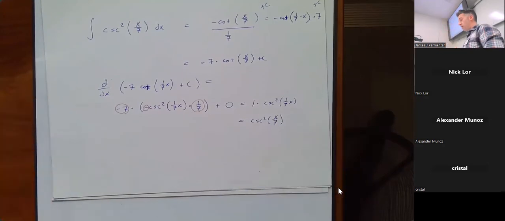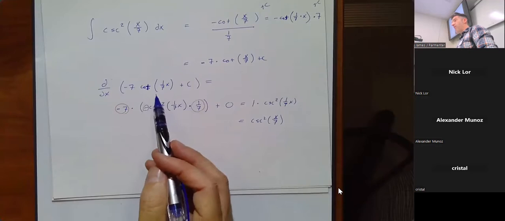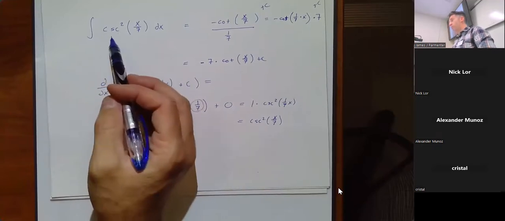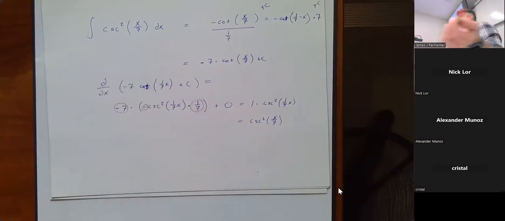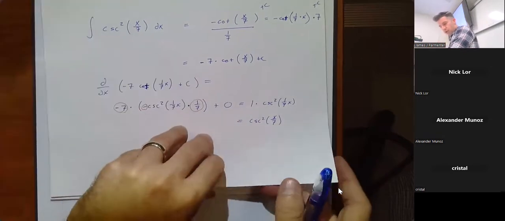So we checked, right? The thing we think is the antiderivative ended up having a derivative that was the function we started with. So yes, it is the antiderivative. Cool. Let's do a couple more of these. Okay, maybe 1 or 2 more.